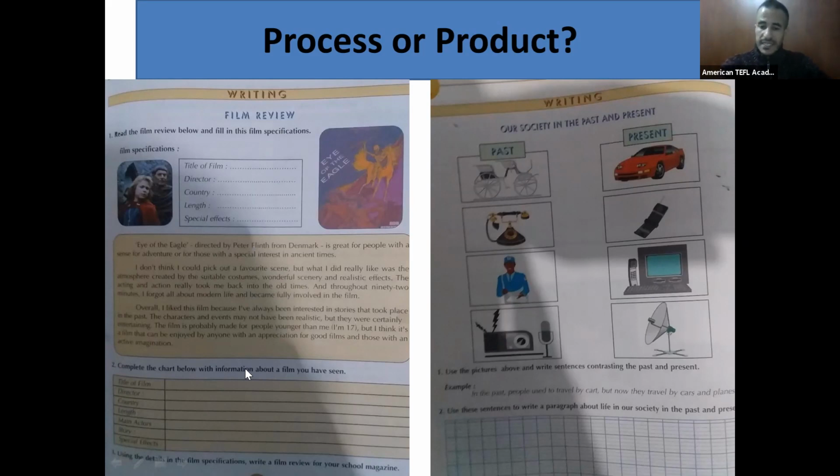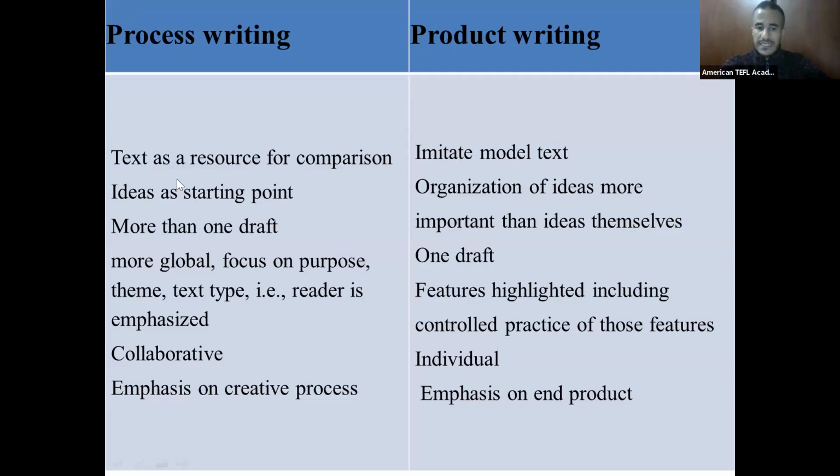Now let's see here. So process writing is a text as a resource for comparison, ideas as starting points. So it's based on ideas, more than one draft. You can write the first draft, the second, because it's a process, and it's more global and focused on the purpose. It's collaborative, which means that you can put learners in groups because it's the process. It's a bit hard. And the emphasis is on creative process.